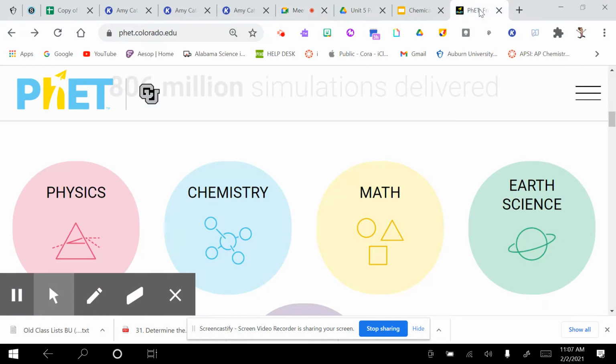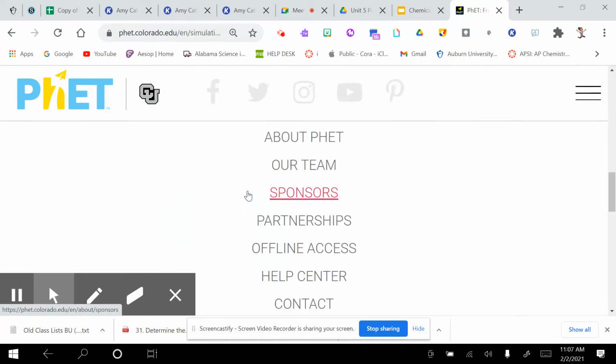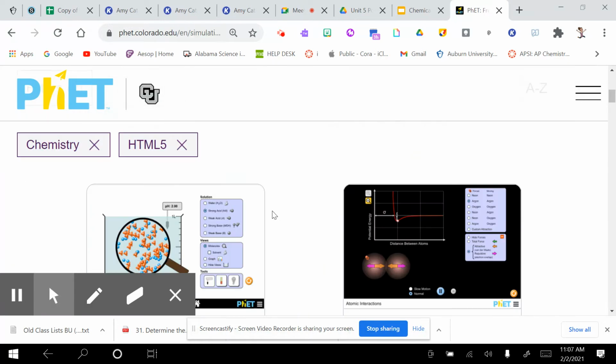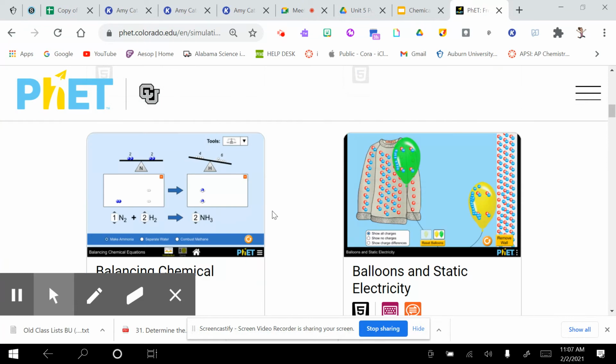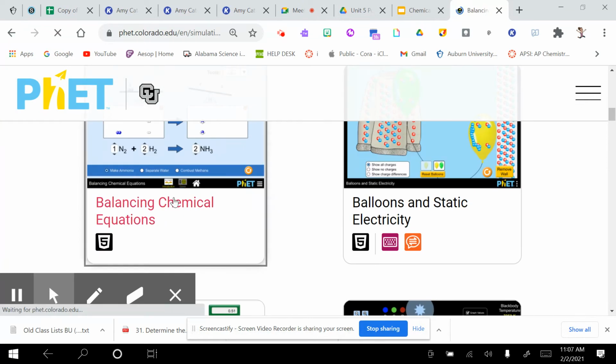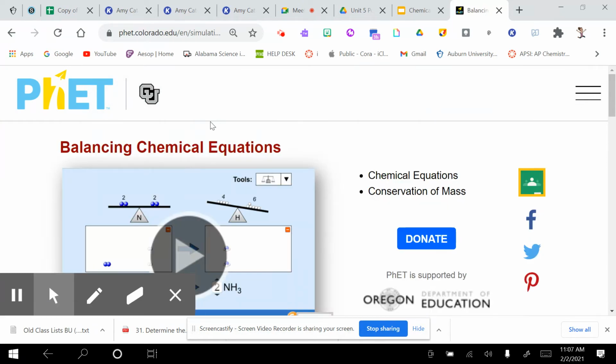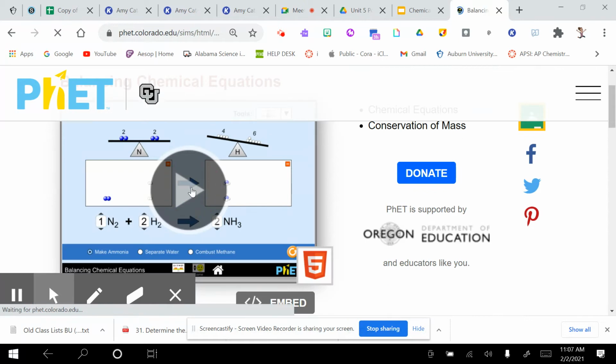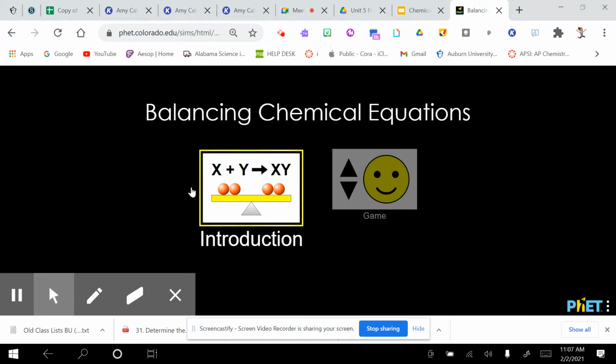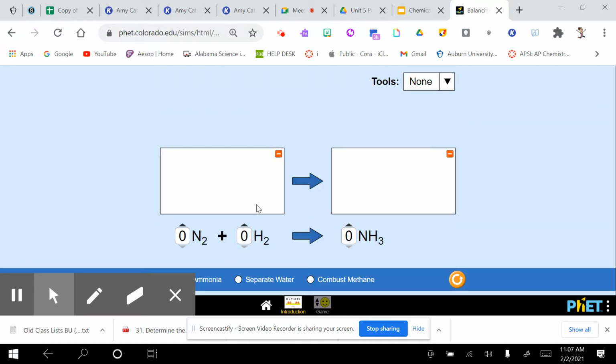Click on the bubble that says chemistry. And this is what's going to come up. You're going to go down to the third simulation that says balancing chemical equations. And you're going to hit the play button. And we're going to do the introduction first, and then I'll give you some time to play the game. Like I said, this is another really good study guide for when you're getting ready for your test. Come back and play this game. And it'll give you good feedback on how to balance equations and stuff.